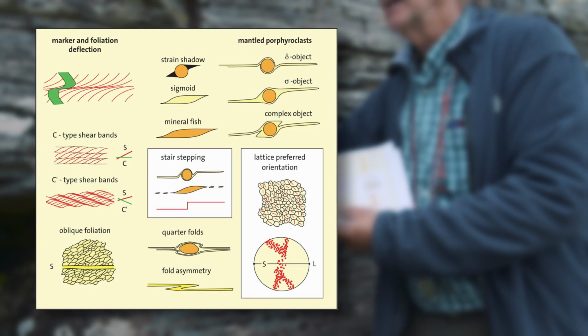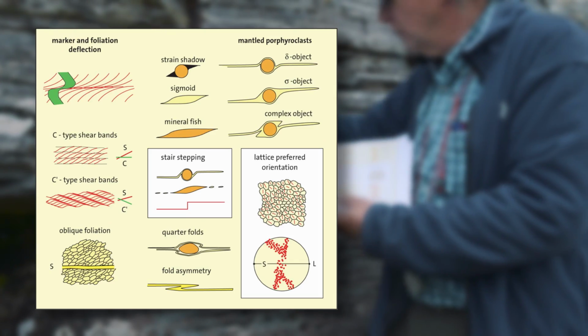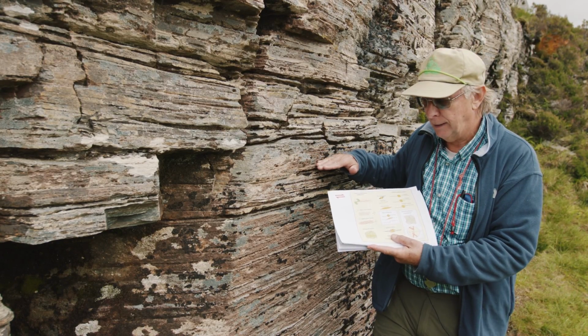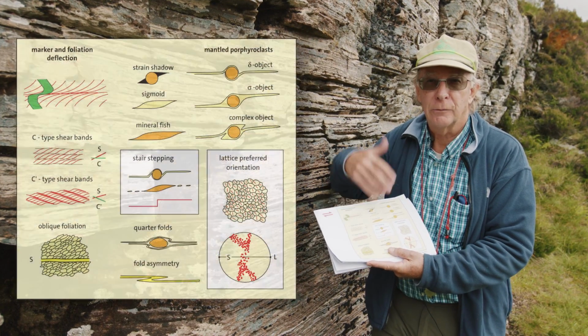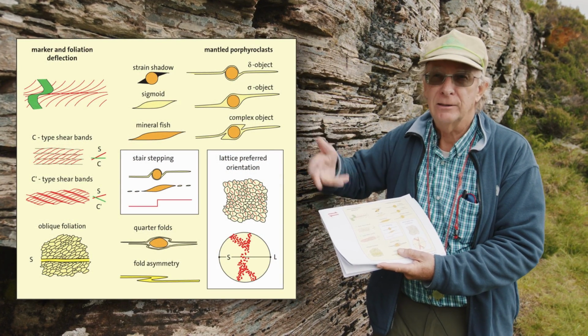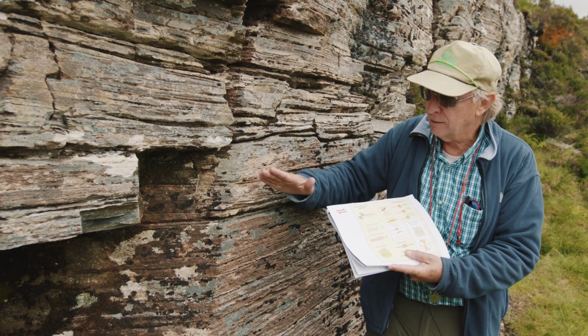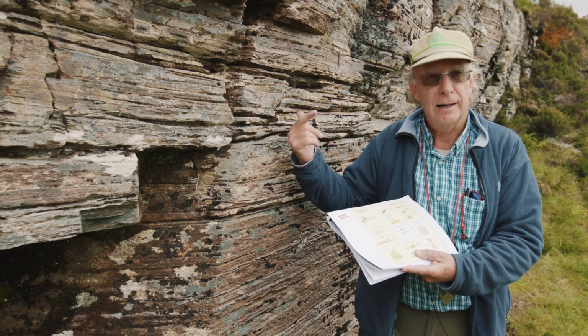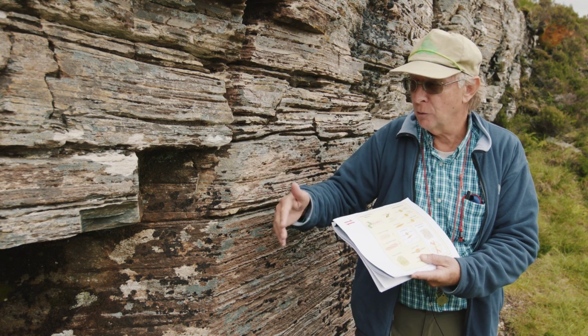S fabrics are the schistosity, the metamorphic planar fabrics that form this prominent foliation plane here. C stands for cisaillement, which is the French for shear. These are the shear fabrics, and the alignment of the S and the C fabrics gives us an indication of the sense of shear. But you have to look in the right orientation.